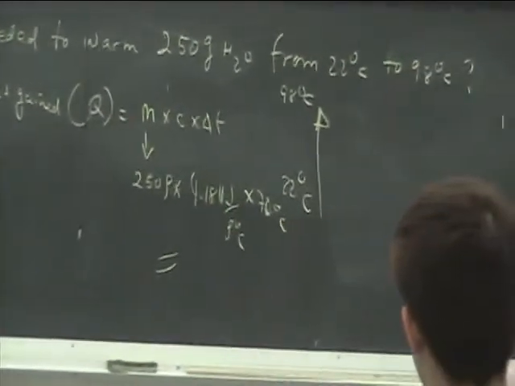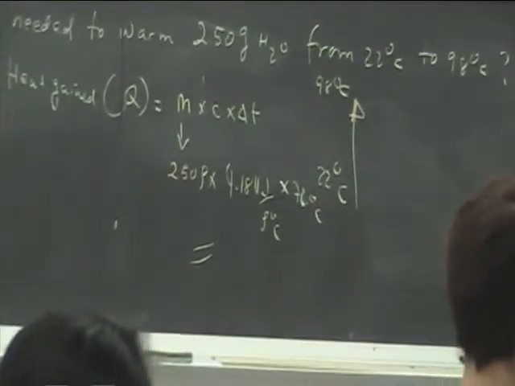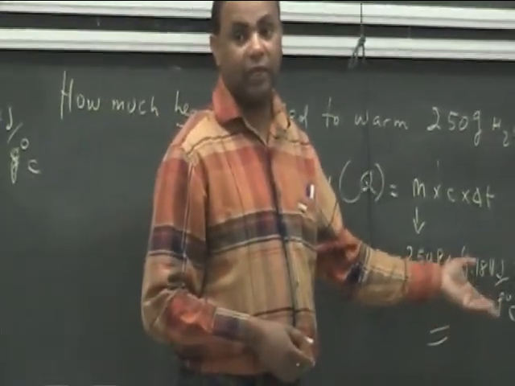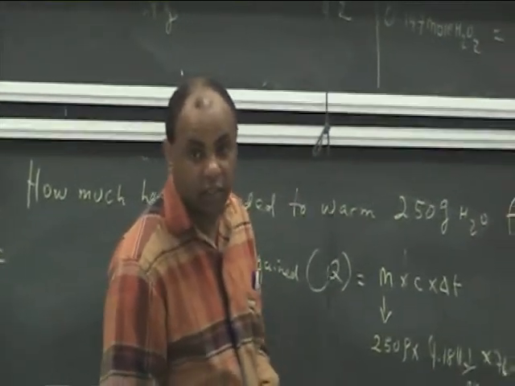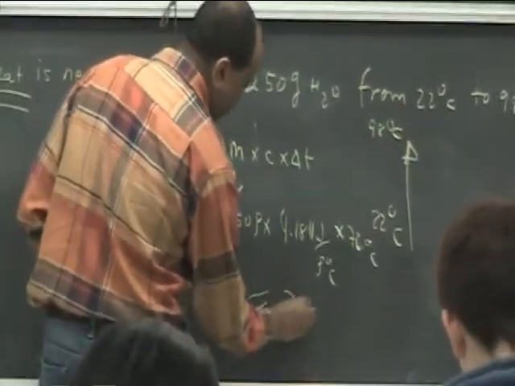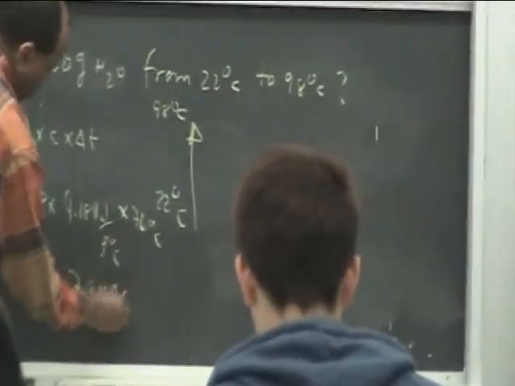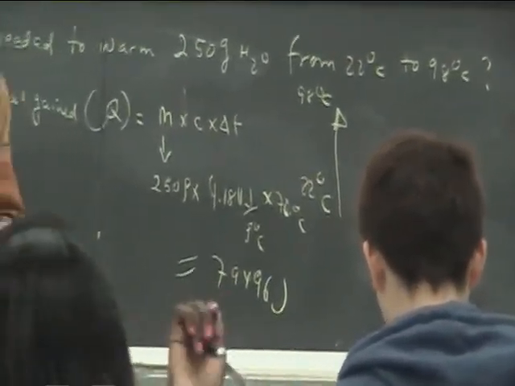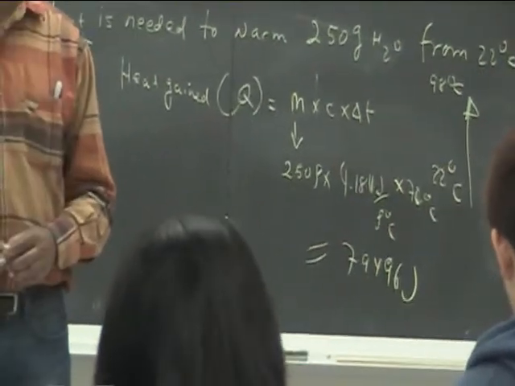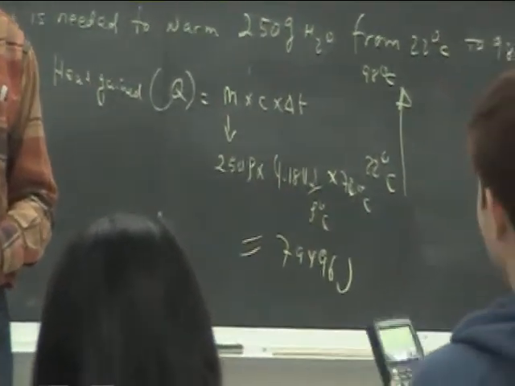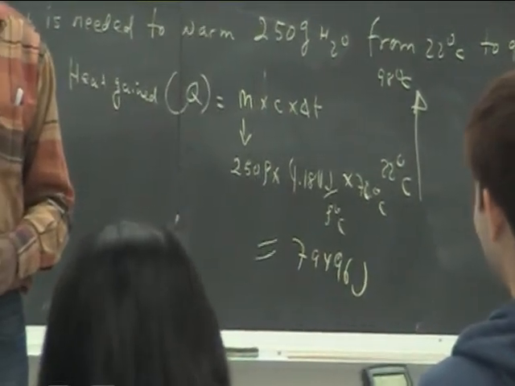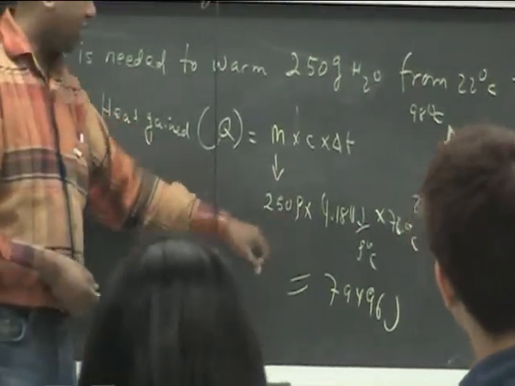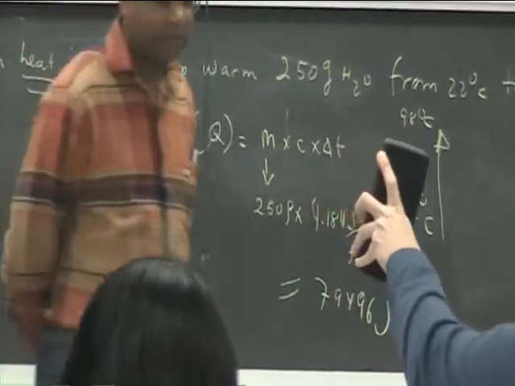Any question? What's the final answer if you multiply this? 79496 joules, right? 79496. It's 250 times 4.184 times 76.